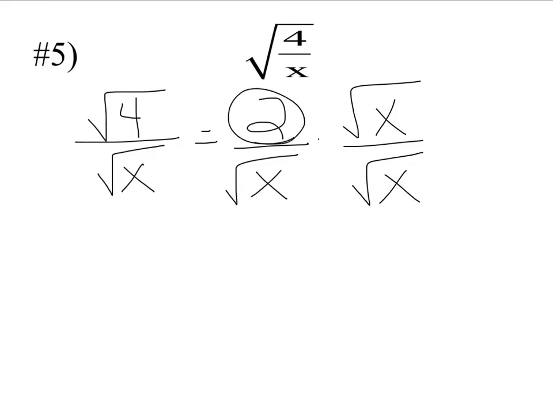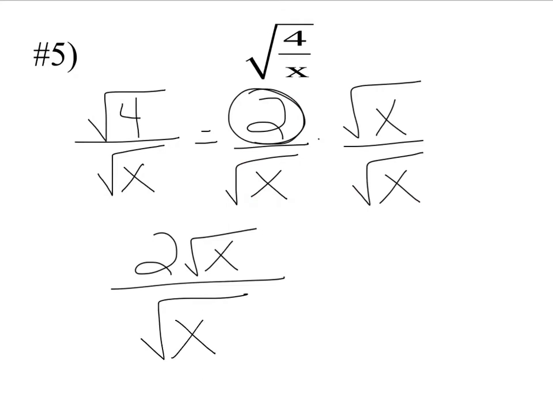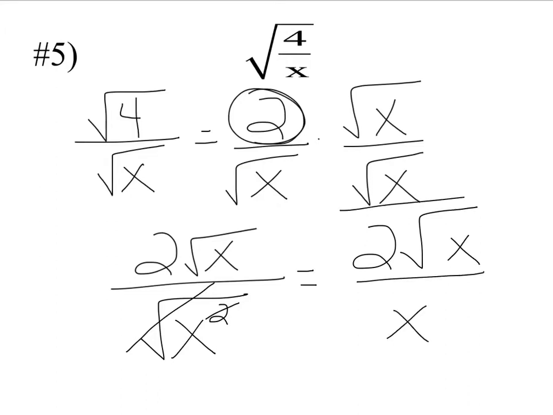So I'm going to say 2 times the square root of x is 2 square roots of x. And then the square root of x times the square root of x is the square root of x squared. And remember, a square root and a square cancel each other out, leaving you 2 square roots of x over x. And that's your answer.